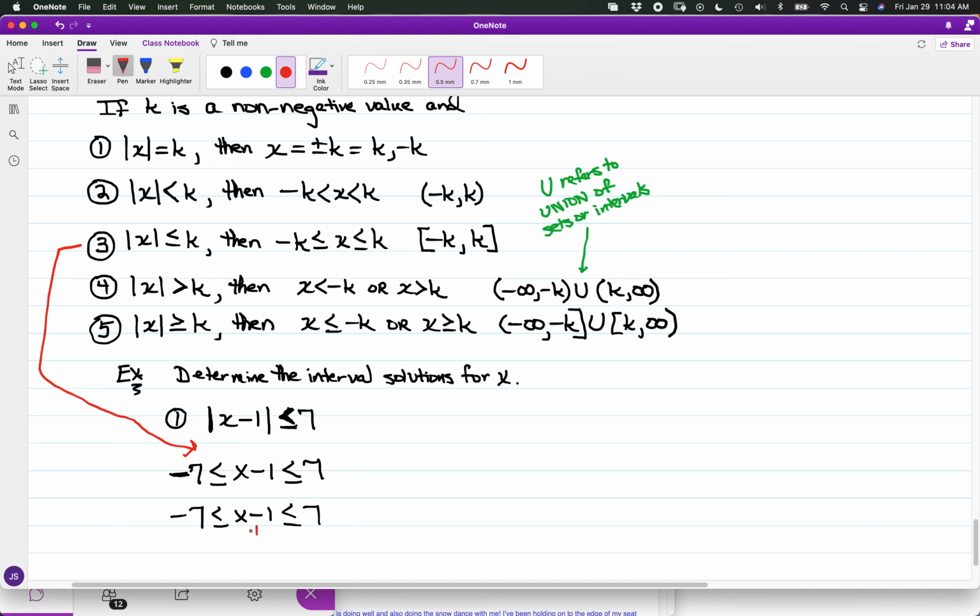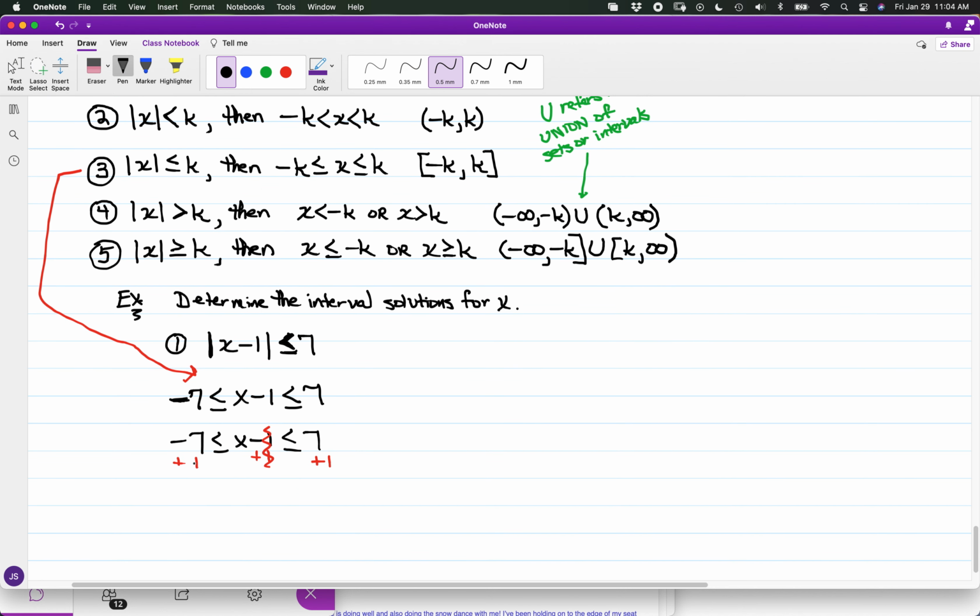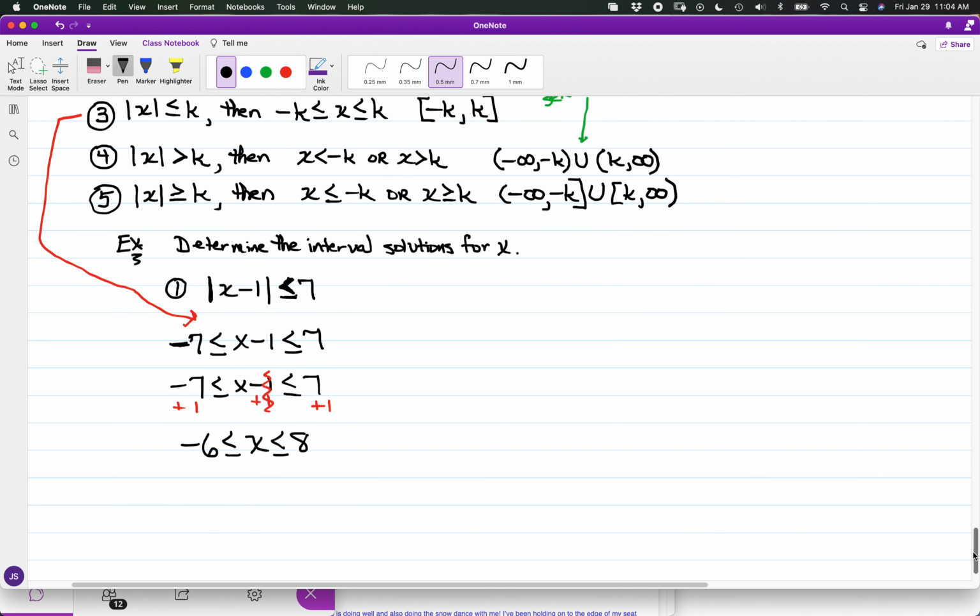I'm going to add 1 not only to x minus 1 but to all sections of this compound inequality. So in the result, negative 7 plus 1 becomes negative 6, and then in turn we have is less than or equal to x, which in turn is less than or equal to 8. So this is our compound inequality solution: negative 6 is less than or equal to x is less than or equal to 8.